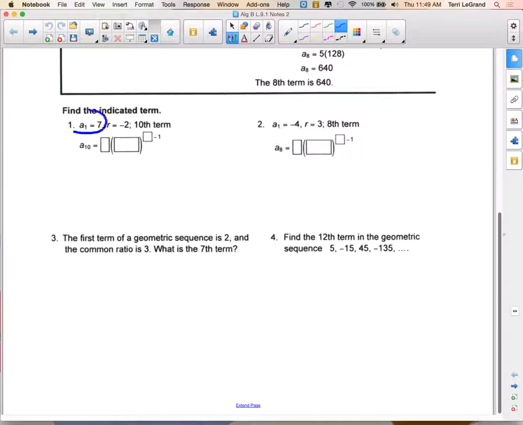So what is this telling us right here? That a sub 1 is telling us the first term. If I said to you, start this sequence out for me, we have the sequence that starts with 7. And the next one would be negative 14.